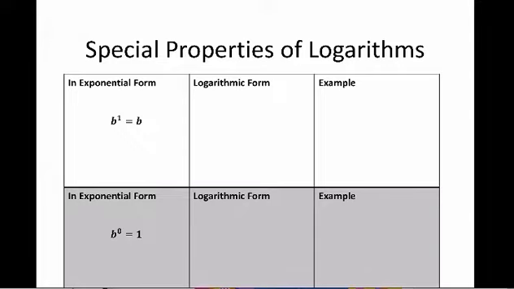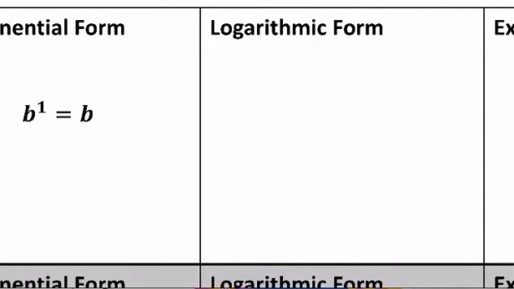Okay, some special properties of logarithms. If you have an exponential that's b to the first equals b, well, anything to the first power is equal to itself. The logarithmic form of it would be log base b of b equals 1.